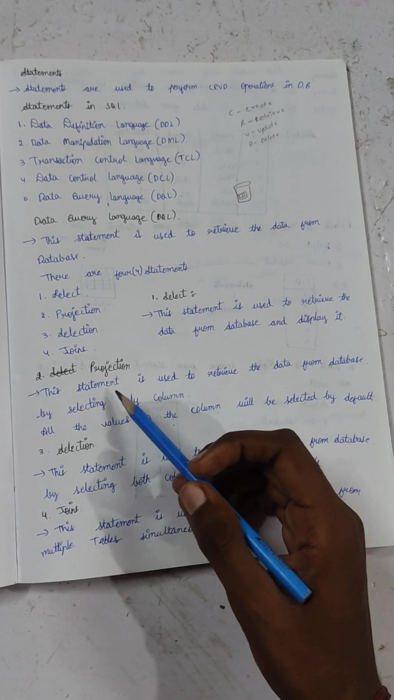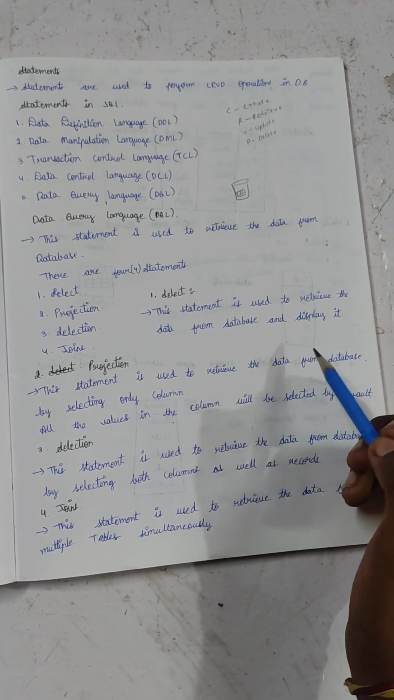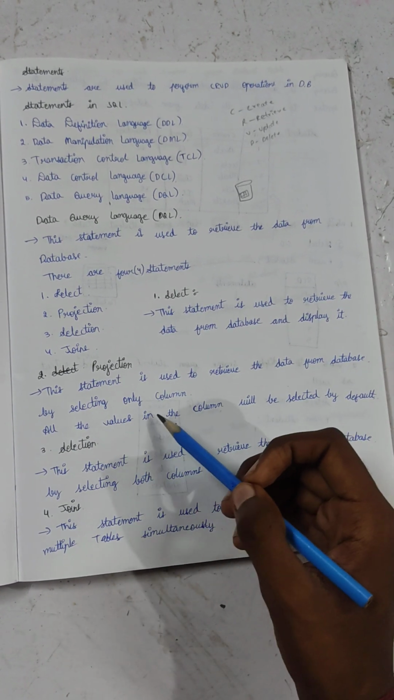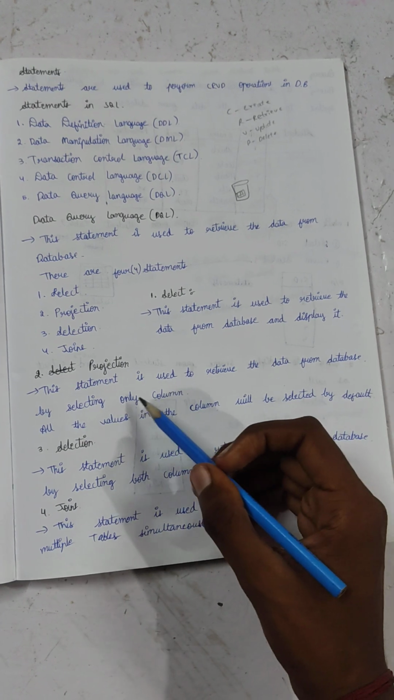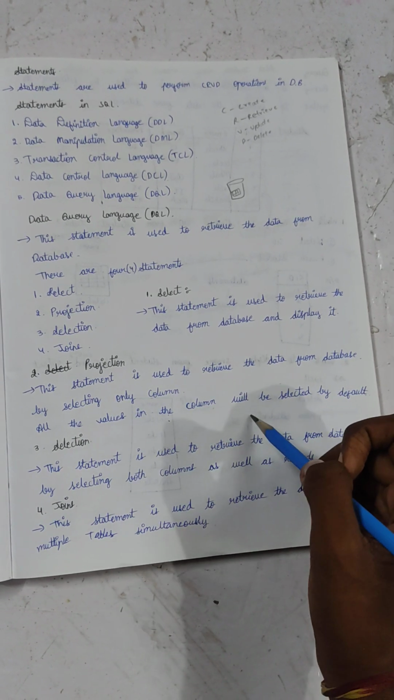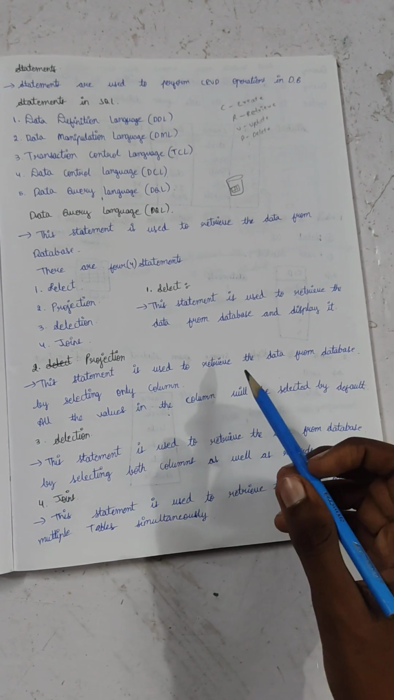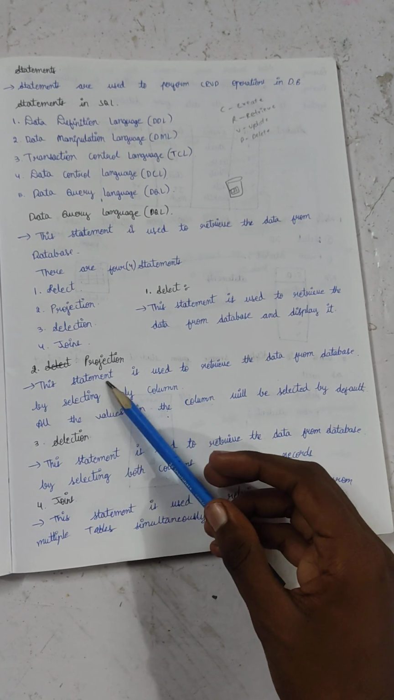Projection. This statement is used to retrieve the data from the database by selecting only columns. It will only display the columns. By default, it will display only the columns in projection.